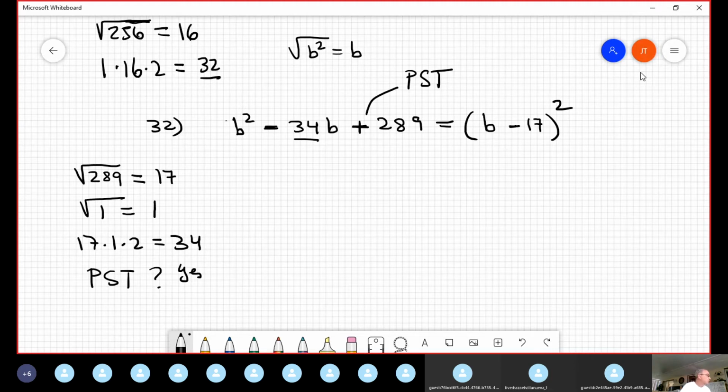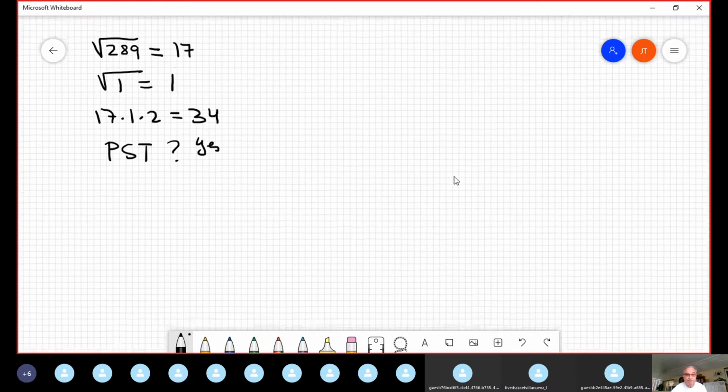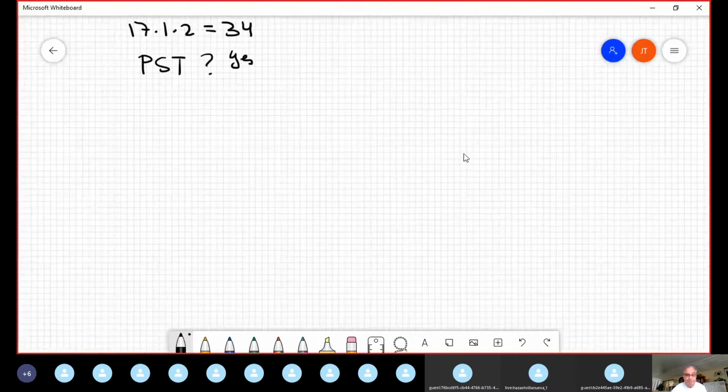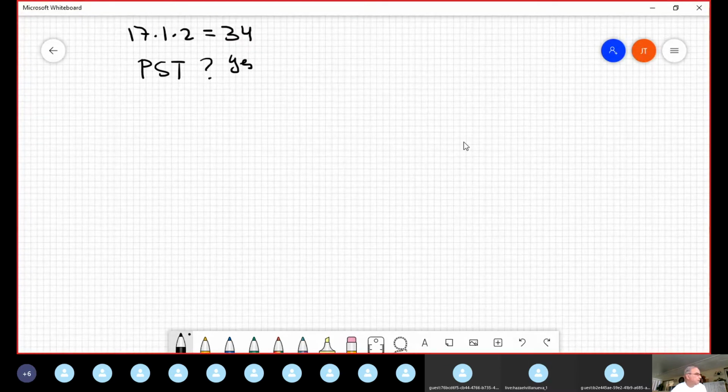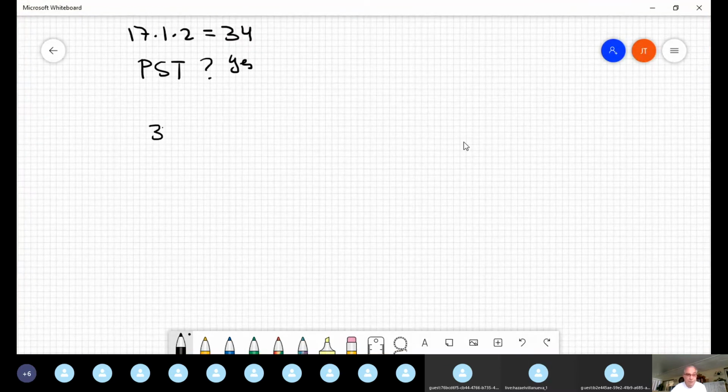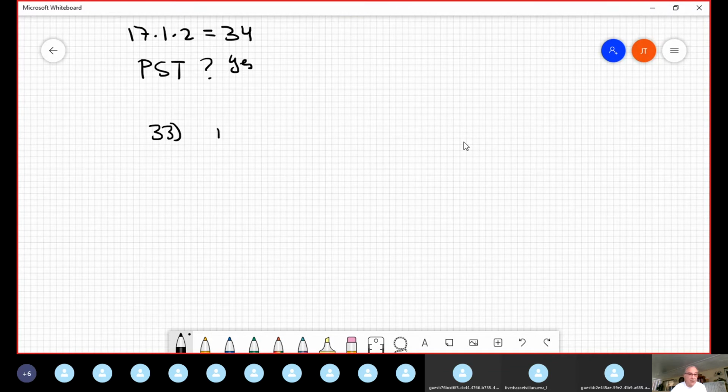Okay. This is easy. Okay, one more perfect square. One more of the perfect square, and you help me now. This is 33: m squared plus am plus 16.